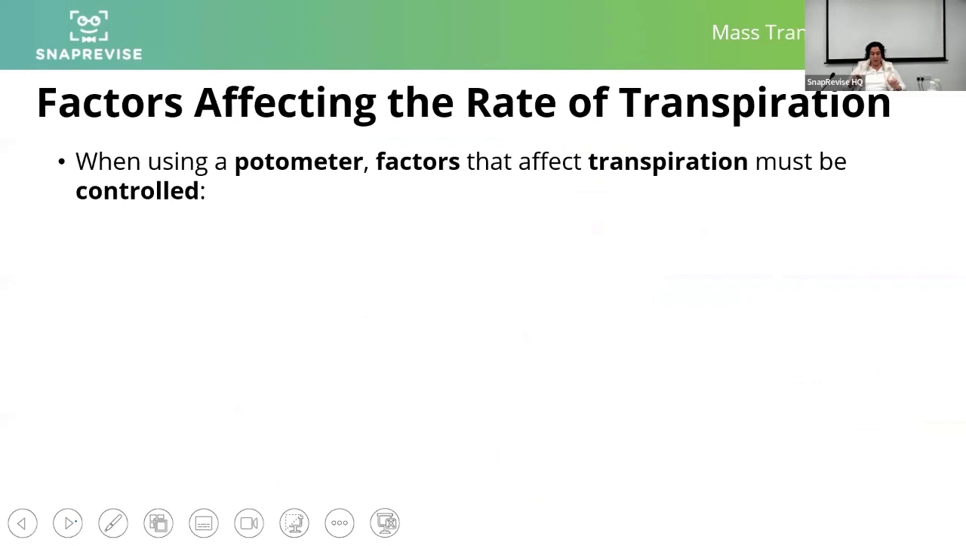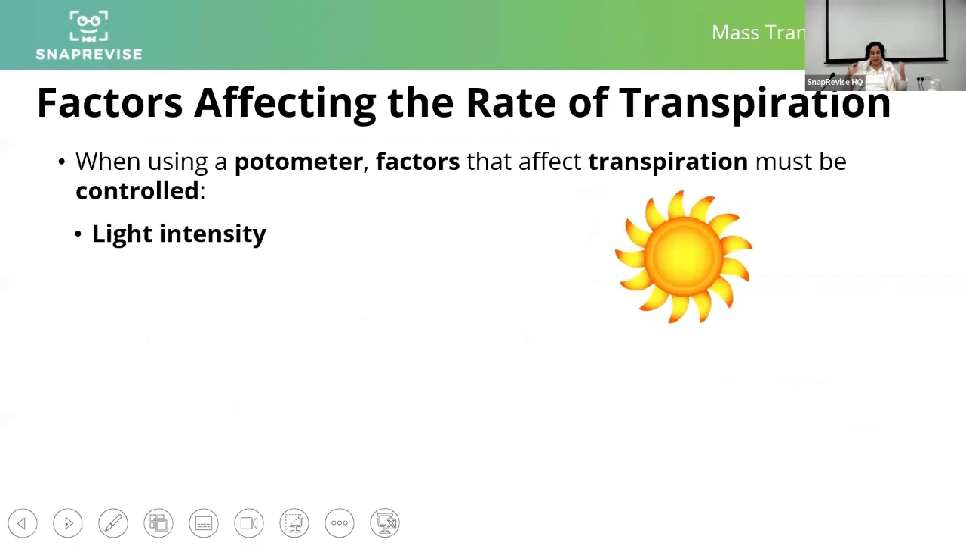What are the factors that I have to control? Like with most experiments, the control factors are basically anything else that can affect the outcome of my experiment. So I use this entire setup to investigate one factor at a time. This is how a proper experiment is set up: you only test the effect of one factor at a time. So what are the possible factors that can affect my rate of transpiration?